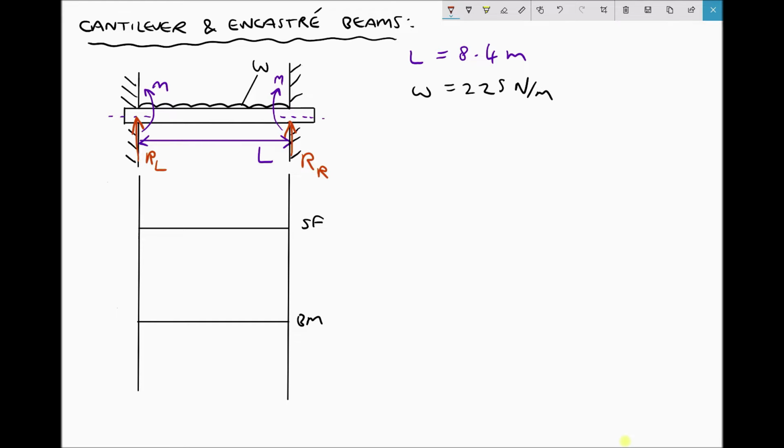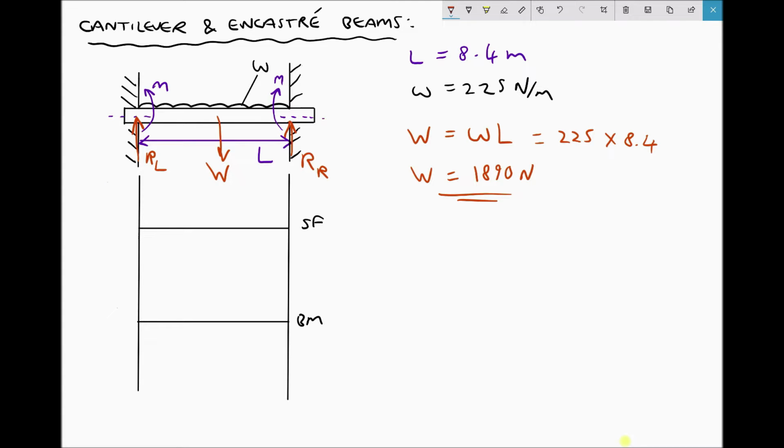Now, in order to do that, we need to know the total force acting downwards. And because we only have a UDL acting on this beam, we know that that weight is going to be evenly distributed between RL and RR. So let's first of all calculate the weight, and we can add it to our diagram here as capital W. W equals the weight per metre times the length of the beam. Our weight per metre in this case is 225, and the length of our beam is 8.4 metres, giving us an overall weight equal to 1890 newtons.